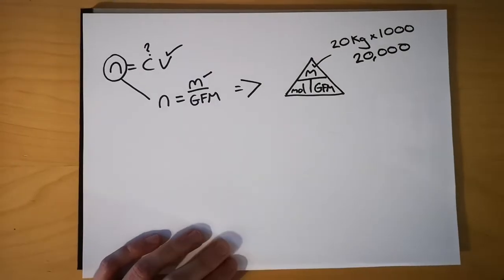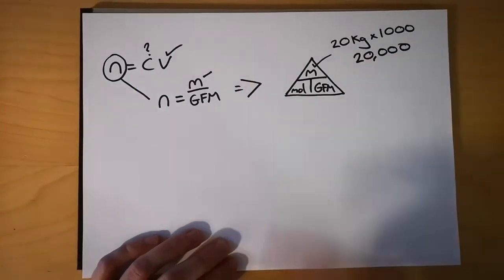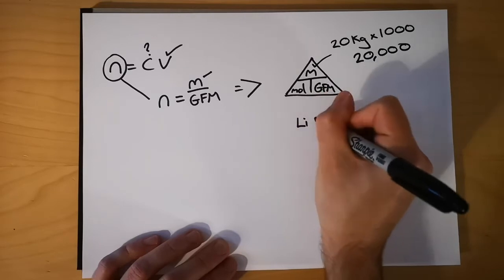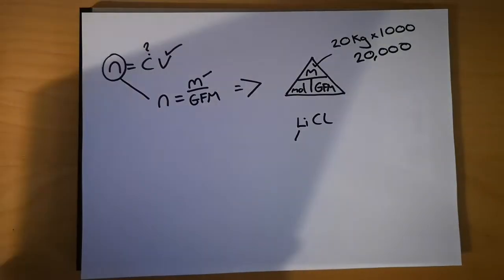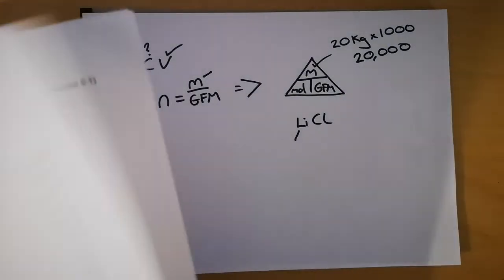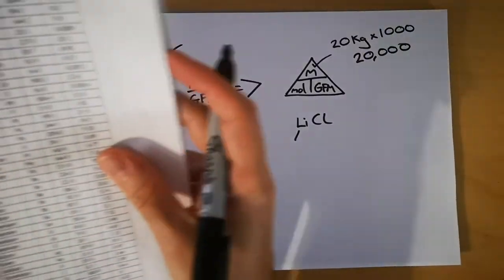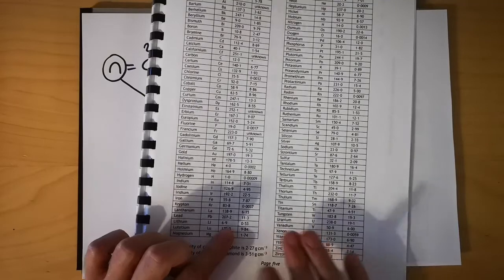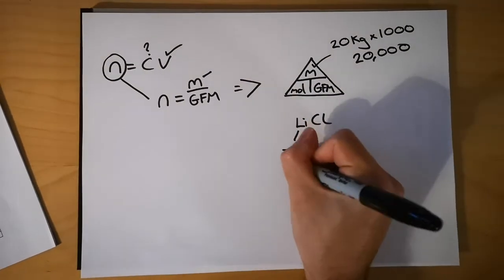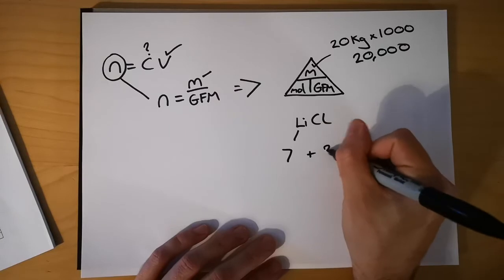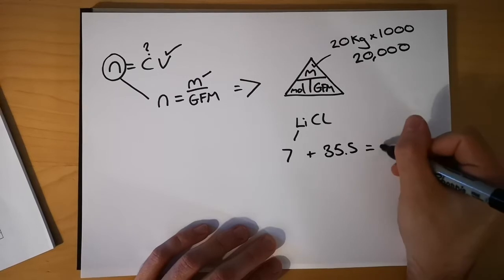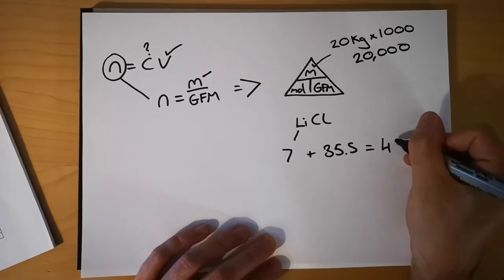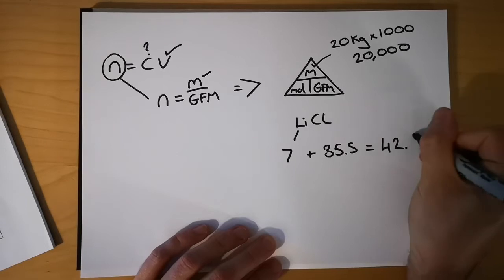So that's actually going to be 20,000 grams. And the GFM is going to be derived from our lithium chloride, and our lithium, if we take a look in the data booklet, should hopefully be, it's 6.9 in this one, I think it's 7 in yours. So 7 plus 35.5 gives us, mental arithmetic, 42.5.